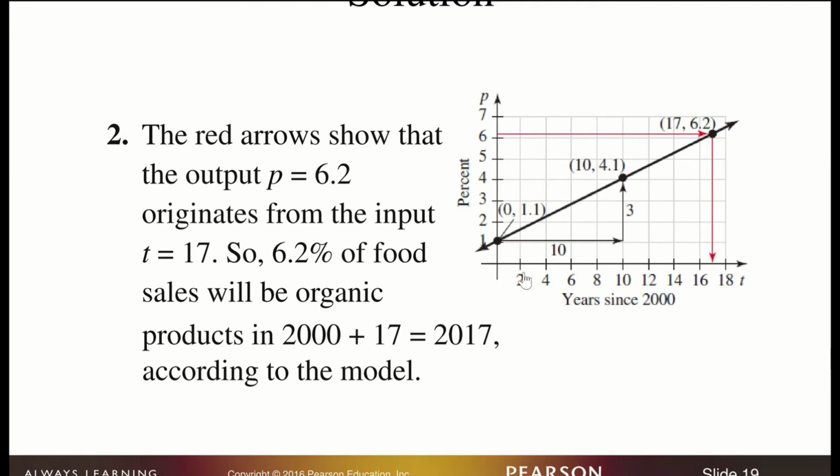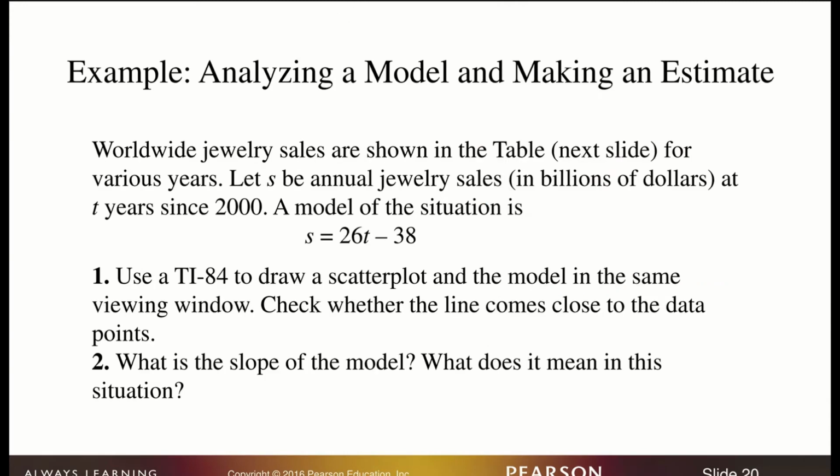Now remember, the t here is not the year, but it's the number of years since 2000, right? So if it lands on 17, we're going to take 2000 and add 17 to it, and we get what? We get 2017. For our last example, we're going to go ahead and analyze a model and make an estimate.